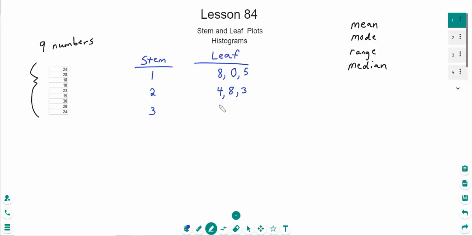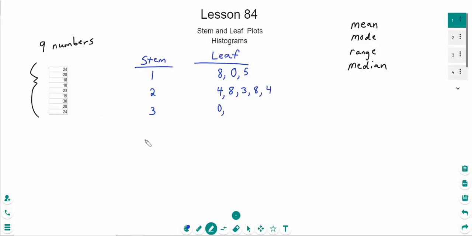3 for the stem, 0 for the leaf. 28, 2 and an 8. Well, we already have an 8 there, but we'll put another 8. All right. And then 24, we have the 2 and also another 4.